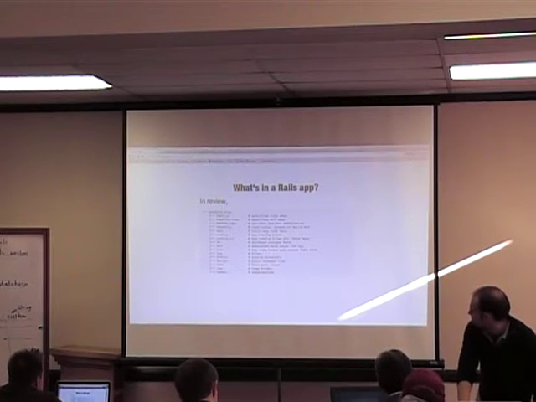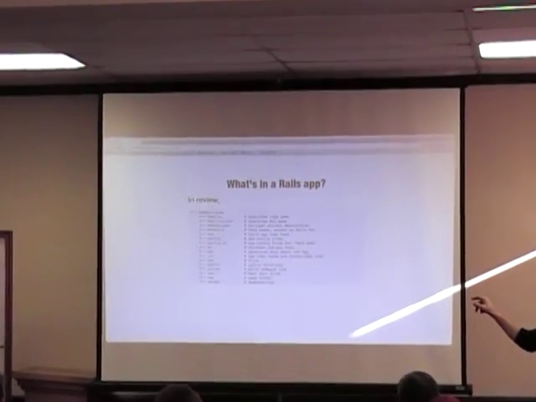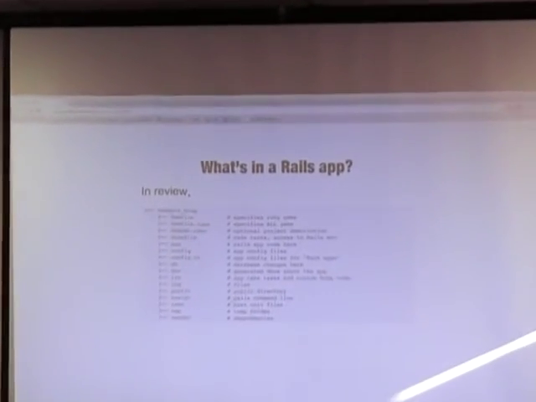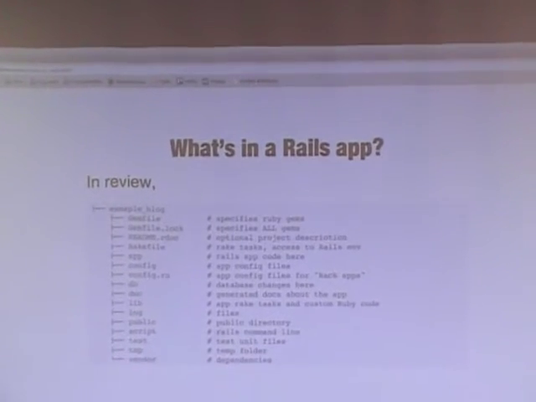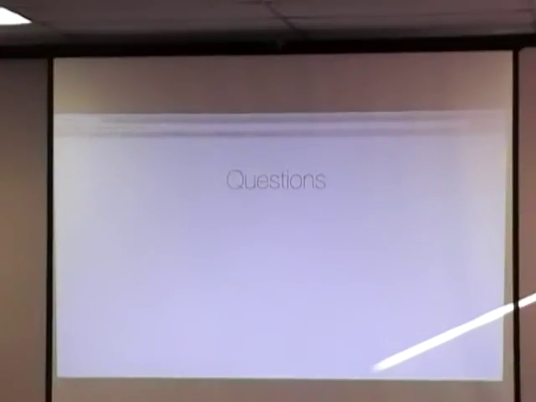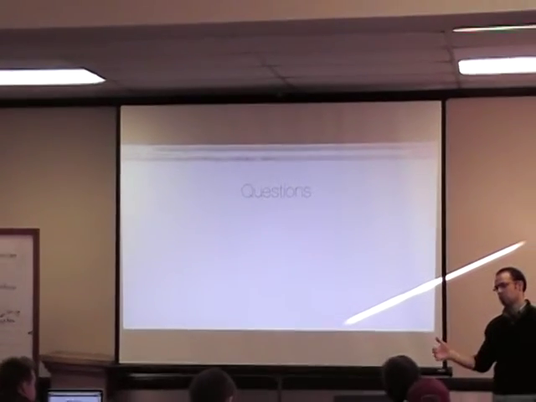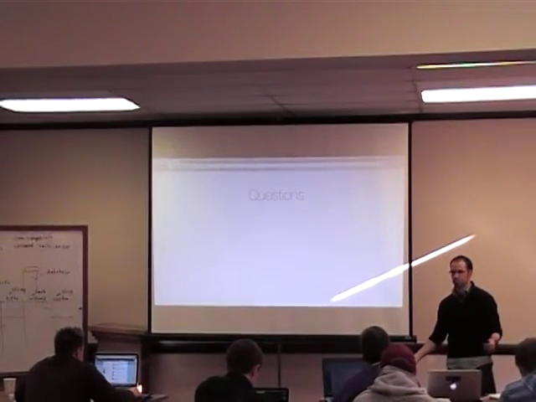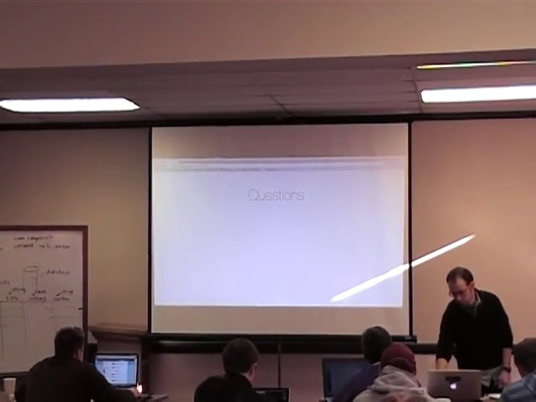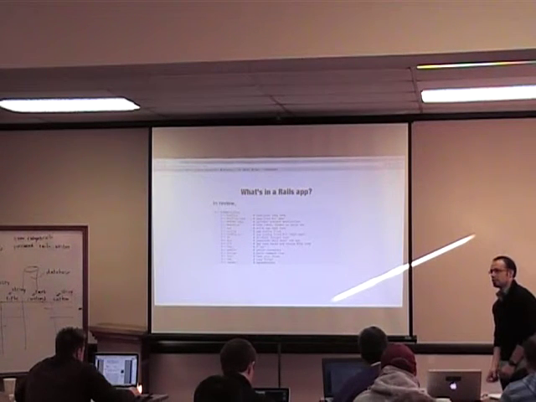All right, so in review, we covered the whole ground. This is kind of the cheat sheet at the end of the run through, on slide 30. So that is the basic outline of Rails. The next set of slides gets into controllers and views, but that's the basic run through. So, any questions?